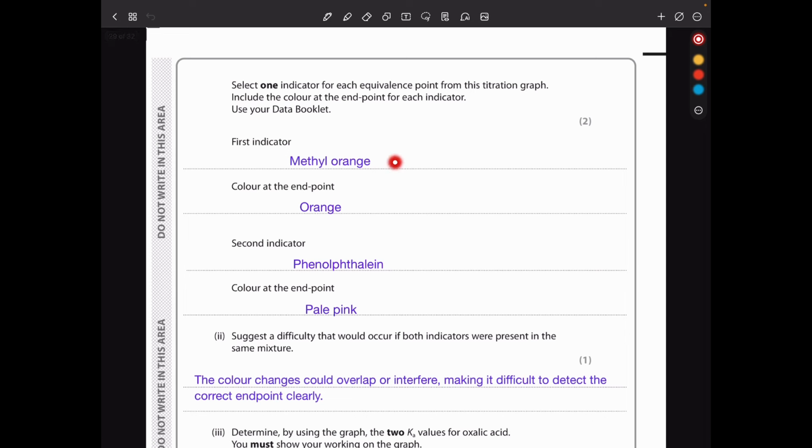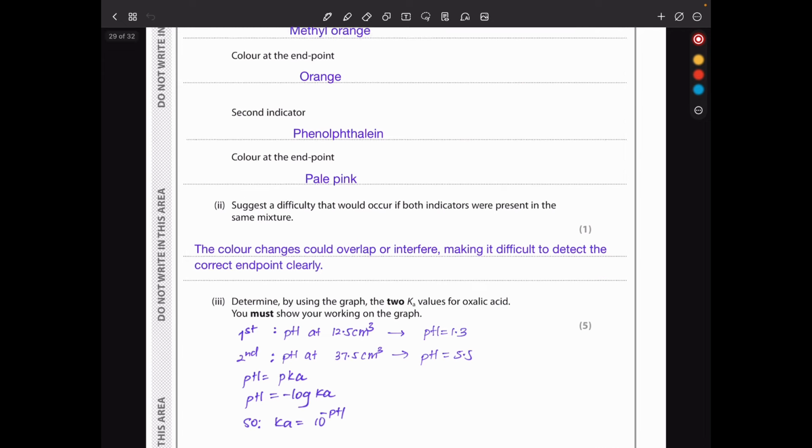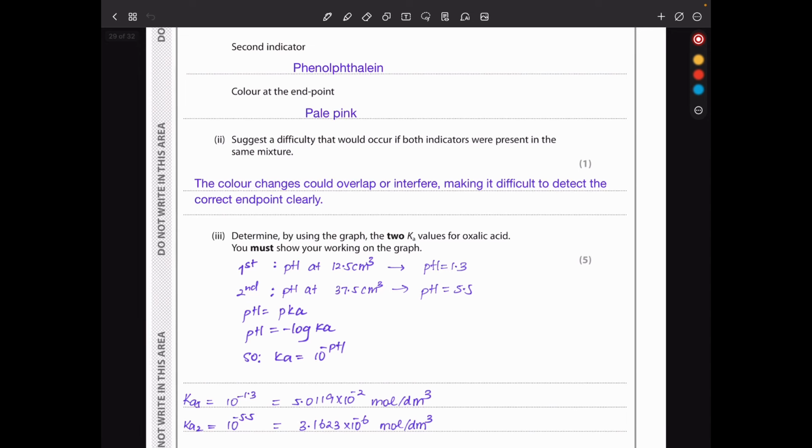When we use methyl orange, the endpoint color is going to be orange, and phenolphthalein, the endpoint color is going to be pale pink. Then they say suggest a difficulty that would occur if the indicators were present in the same mixture. The two colors are going to interfere with each other, making it difficult to correctly pinpoint the endpoint.